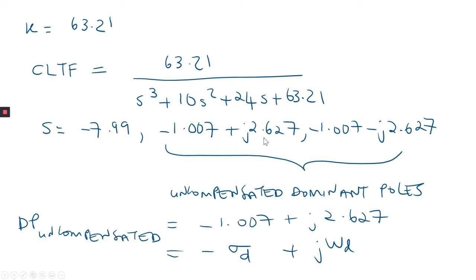So we have these complex conjugate poles, where this is actually its uncompensated dominant poles, and also we have the third pole, negative 7.99. So usually we choose the top left conjugate pole, which has the positive imaginary coordinate. So we choose this one as uncompensated dominant pole, negative 1.007 plus j2.627. This is actually equal to negative sigma_d plus j omega_d.